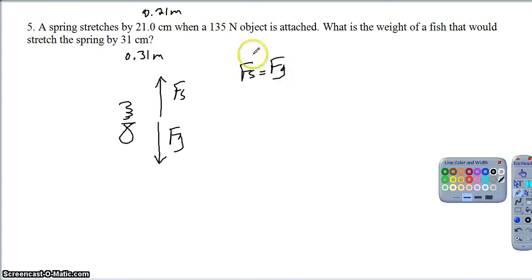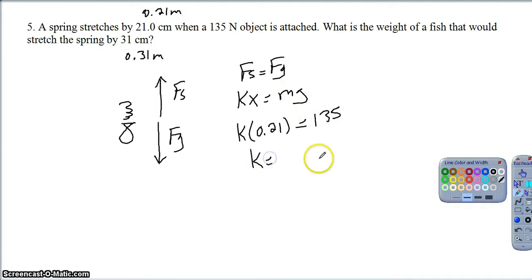So by taking advantage of the initial information they give me, I know kx equals mass times gravity. By taking advantage of that, I can find my constant, which would then be the same for the second part of this question as well. So I've got my k times how far it's been stretched, 0.21 initially, and then the entire mass times gravity. They've defined that whole thing for me as 135. So that allows me to find my constant, right? I can find my constant to be about 642.86.